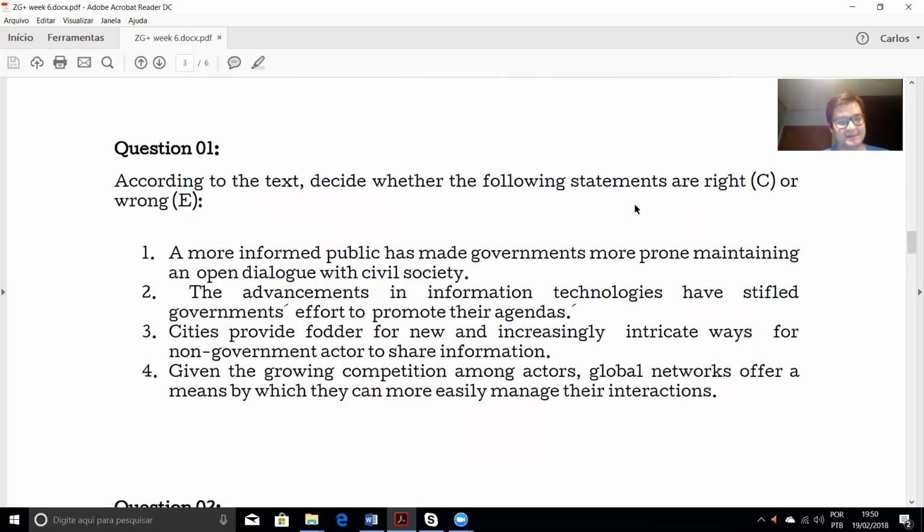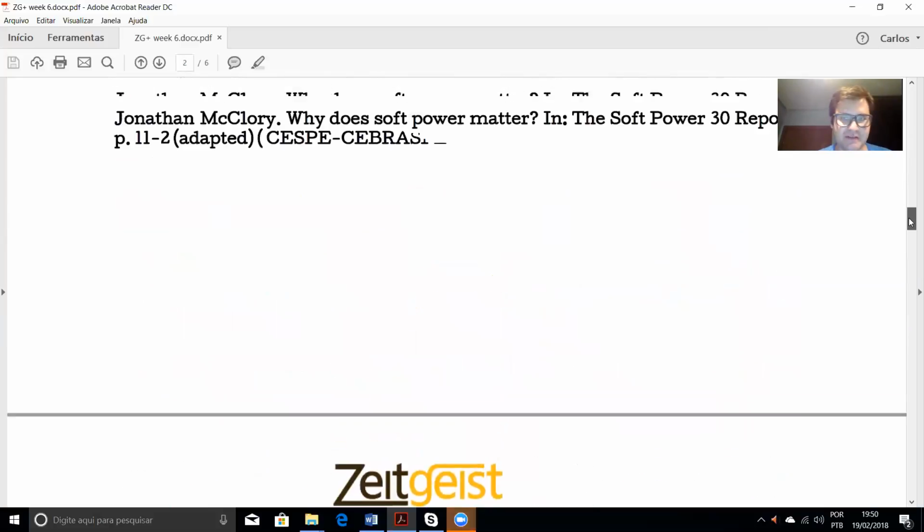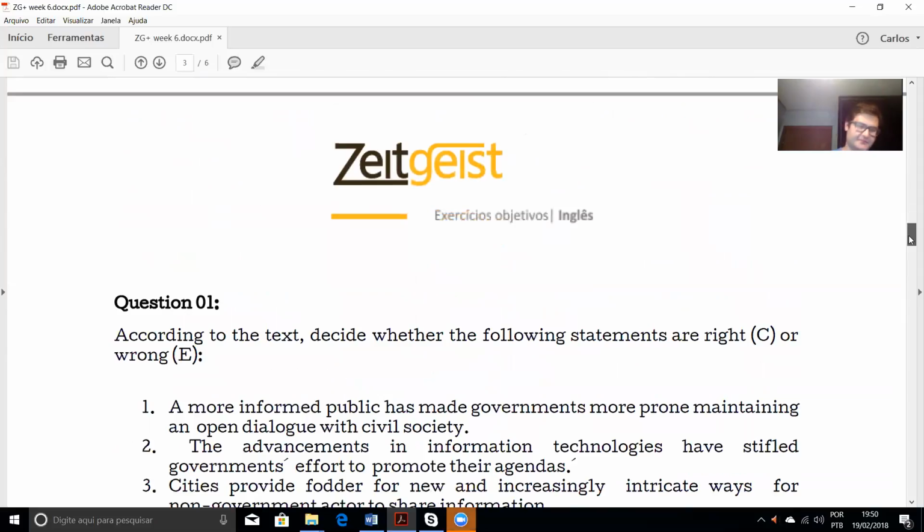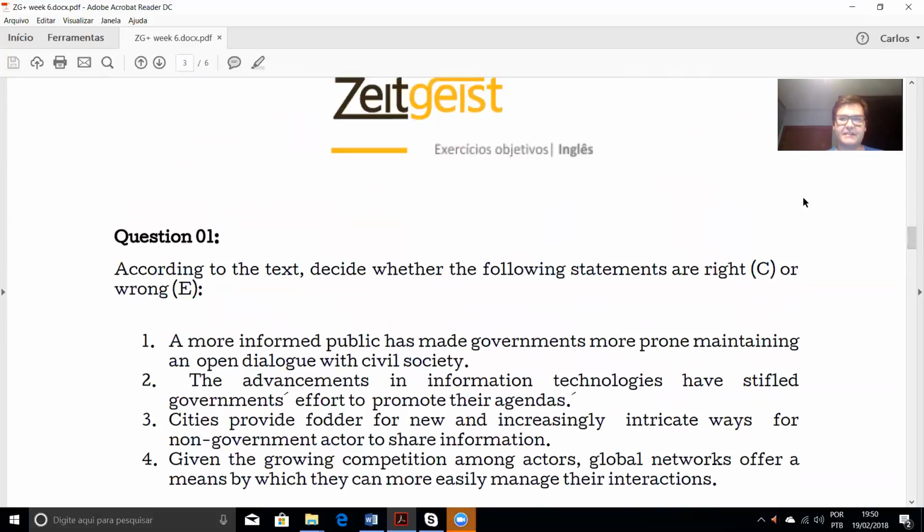So in this case, what he criticizes, the author here, I think it's John, right? Excuse me, his name is Jonathan. What Jonathan is saying here is that governments did not take that opportunity to have an open dialogue with their citizens. Instead of doing that, they're still trying to use the digital revolution to maintain control over the public, to misinform the public and to maintain their own agendas.